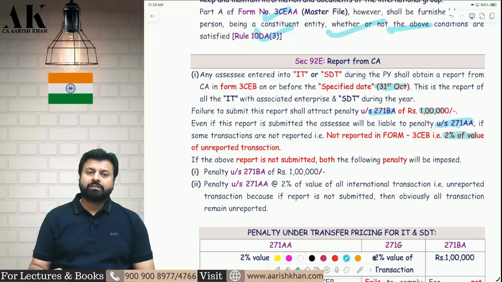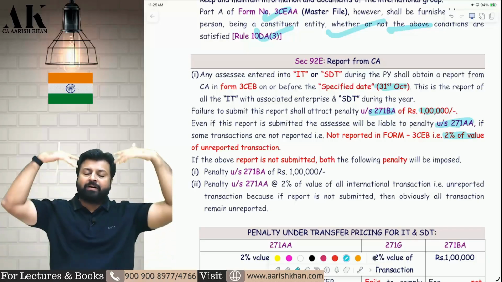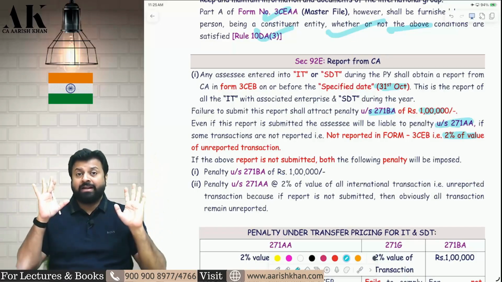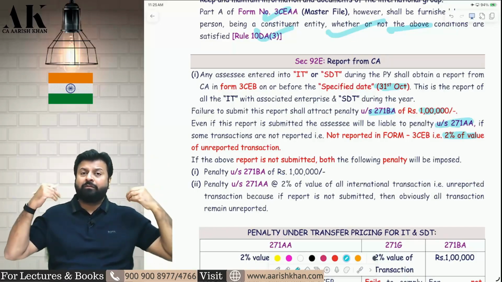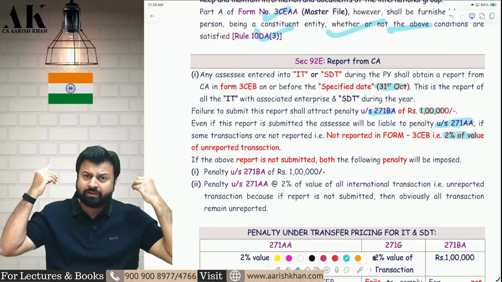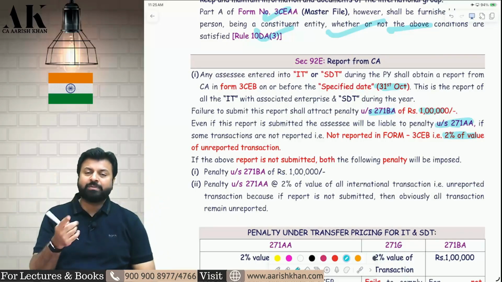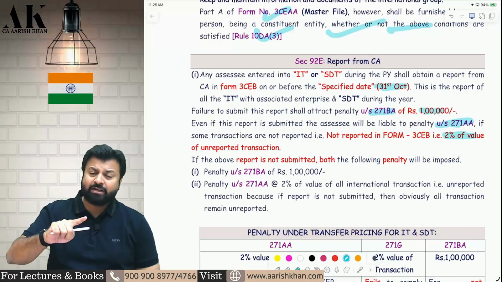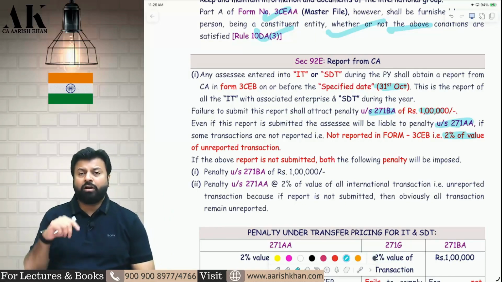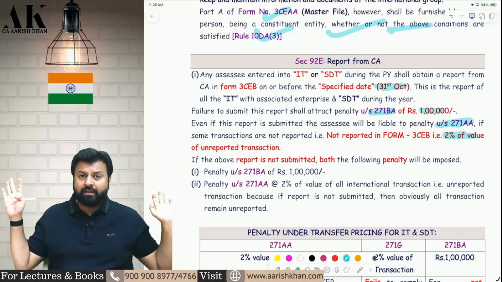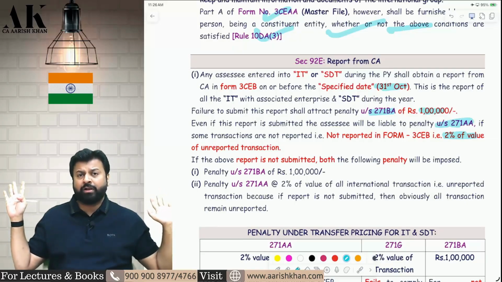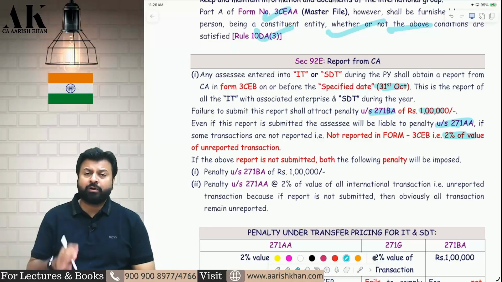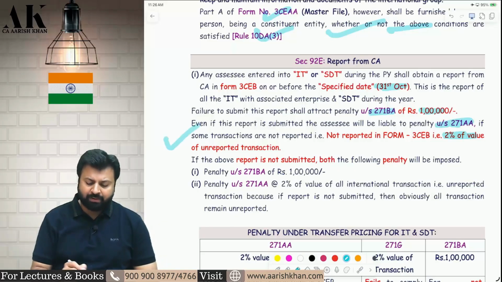Okay. Sir, I have done 10 international transactions and I failed to file the report only. Then what is the penalty? Then both the penalties will be imposed. If you have done 10 international transactions and fail to give the entire report, then you have made 2 mistakes. First mistake, you have not filed the report, therefore 1 lakh penalty. And if you have not filed the report, that automatically means that you have not reported the transactions. Not filing the report means absolute absence of all the reporting of the transactions. Then in that case, all 10 transactions are unreported. So on all 10 transactions, 271AA will be imposed on you.